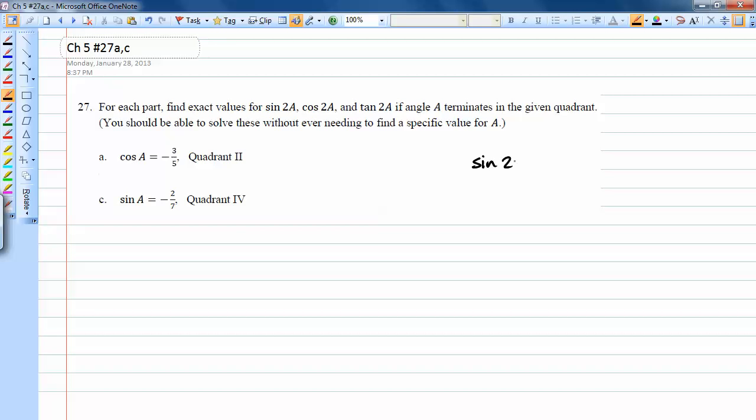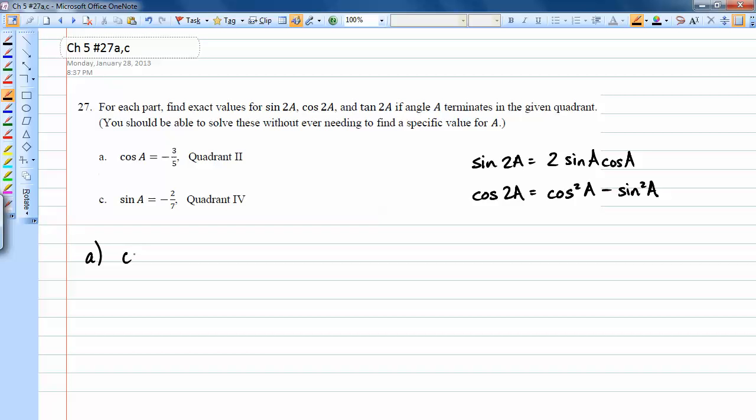Sine 2a is 2 sine a cosine a, and cos 2a. Now, there are three different versions, but I really only remember the first one ever. It's cos squared minus sine squared of regular a. So let's just work our way through these and you'll kind of see how they work.